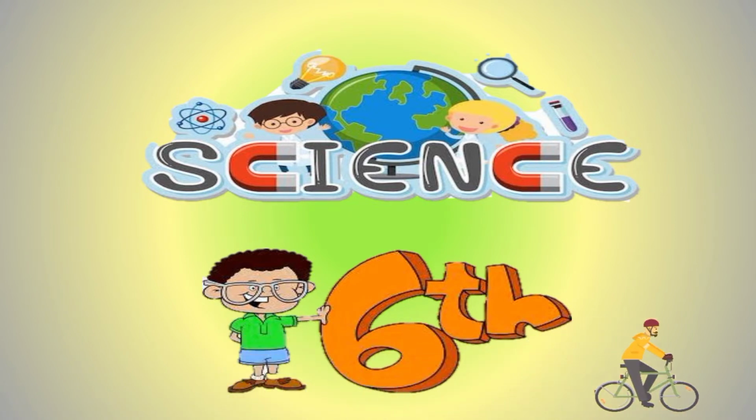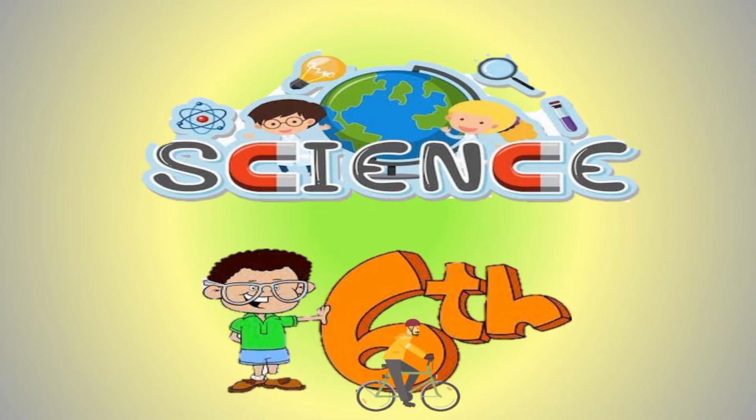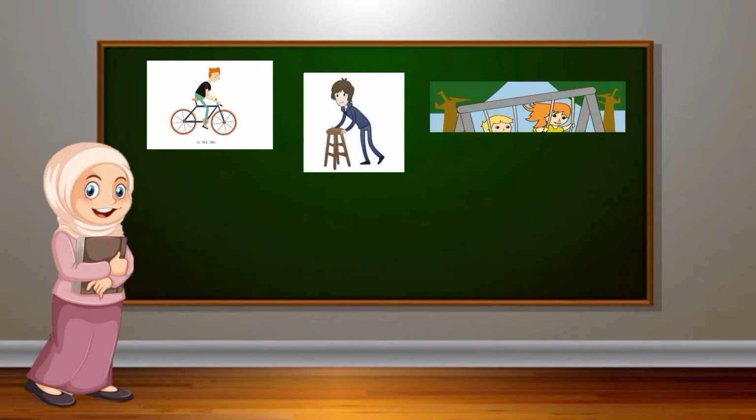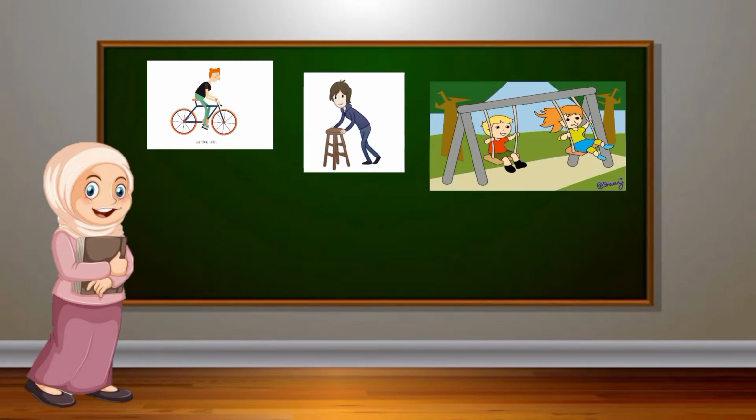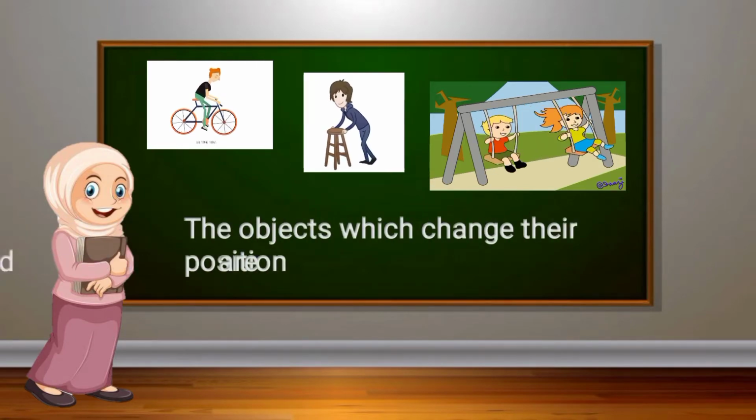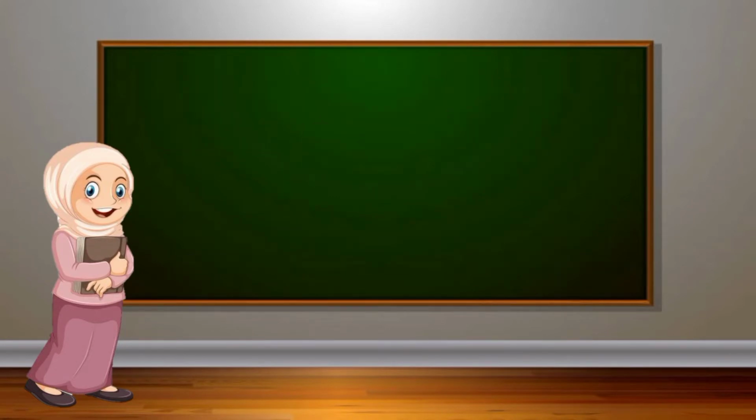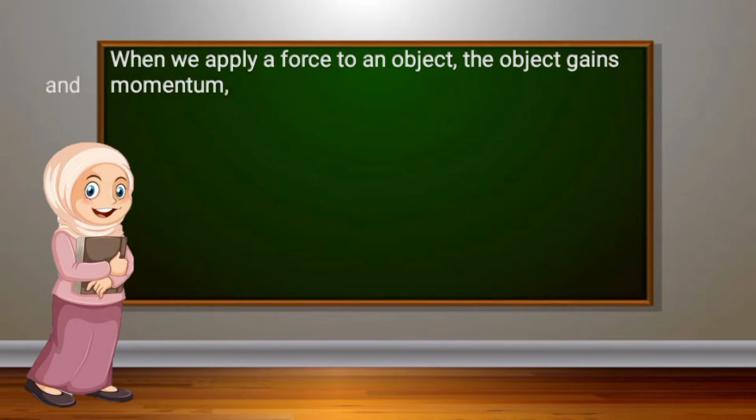Today I am going to explain an important topic from Standard 6 subject Science. In the chapter Motion and Types of Motion, we have learned that the objects which change their position are called moving objects. But how do objects move? Or do you know how they get into motion?